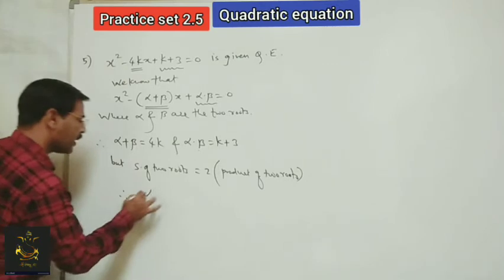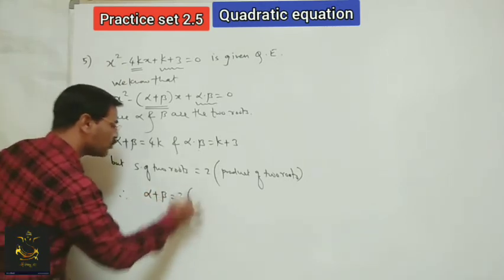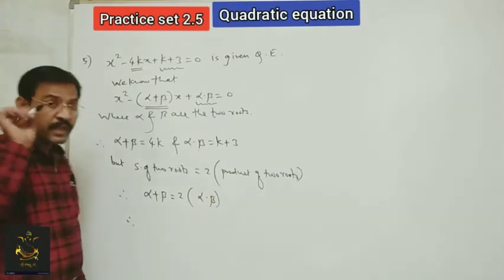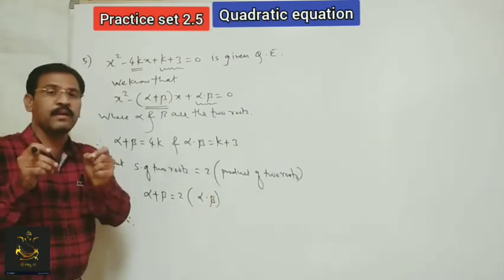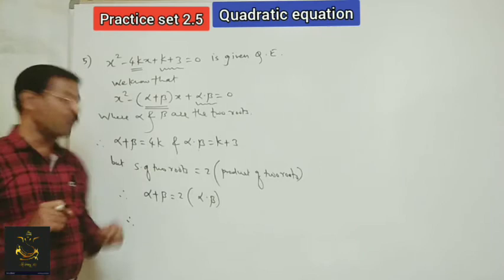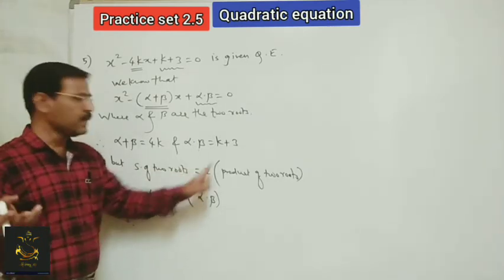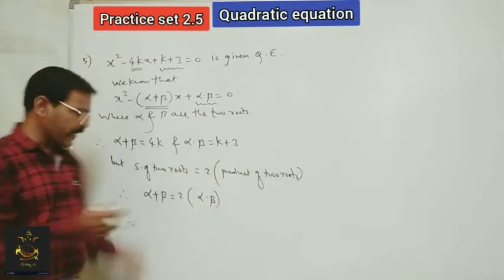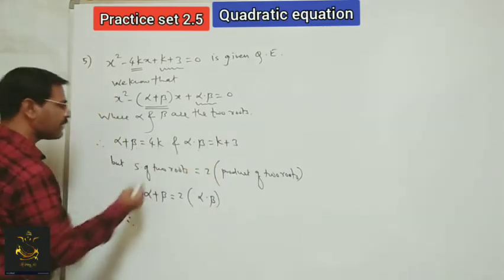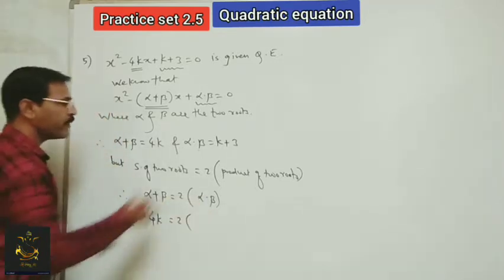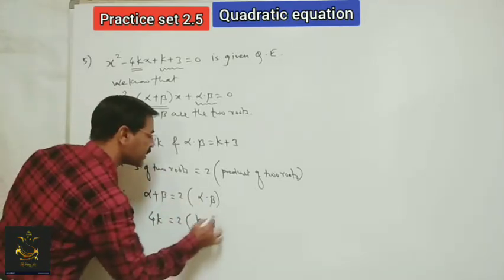Means what? Alpha plus beta is equal to twice alpha into beta. Is it correct? In the given example, the wording is also very important. What is that? Sum of two roots is equal to twice or double the product of two roots. Okay, like this. Now both we know here. What is alpha plus beta? This is 4k. Here it is 2. What is alpha into beta? That is k plus 3.